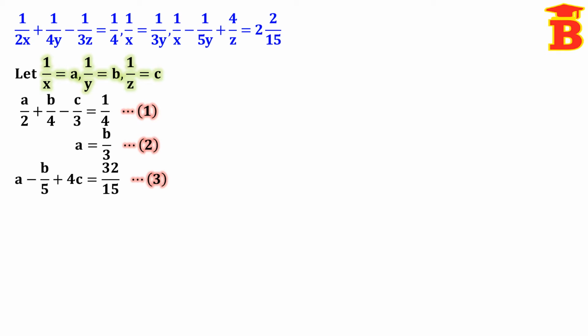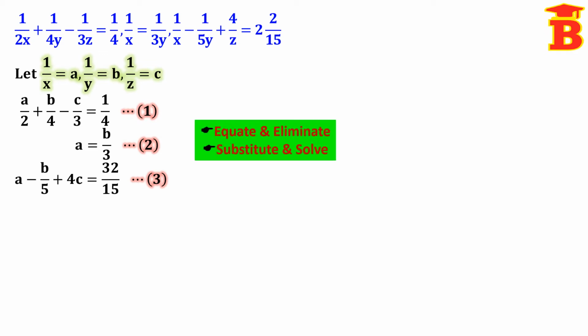Now we have to solve the equations 1, 2, 3. We use the elimination method. That means equate any one variable and then eliminate. After that, substitute and solve. Here see this second equation. We have a equal to b/3. So this a value, substitute in both the first and third equations.